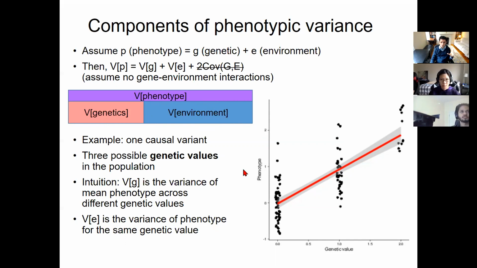Lovely. Good. So now here's one example where your entire genome is driven by one genetic variant. Basically this is the entire genetic contribution. There are 3 possible genetic values in the population, having 0 alleles of the alternate, 1 allele of the alternate, and 2 alleles of the alternate. And the intuition is that V of G is the variance of the mean phenotype across genetic values. And V of E is the variance of the phenotype for the same genetic value. So, from the QTL lecture, you should be used to seeing this plot where if I have homozygous reference and homozygous alternate, I have dramatically different means.